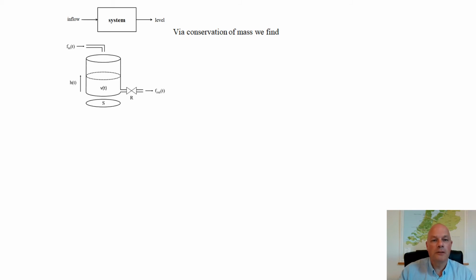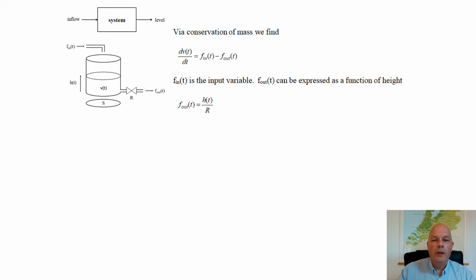So we first look at conservation of mass, or conservation of fluid volume in this particular case. And so you may remember that the change of volume here is inflow minus outflow. We can write that down as follows with a simple differential equation. The change of volume over time is inflow minus outflow. The inflow is something we control from the outside, so it's an input variable. We cannot do anything about that.